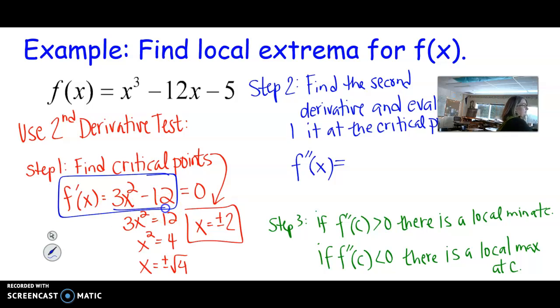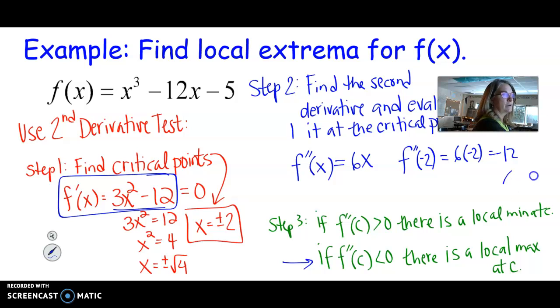All right, so we're taking the derivative of this, which is 6x. Now we want to evaluate at our critical points. If the second derivative is evaluated for x equals -2, we get 6 times -2, which is -12. The second derivative is negative, which means it is concave down, so you would have a local max at x equals -2.